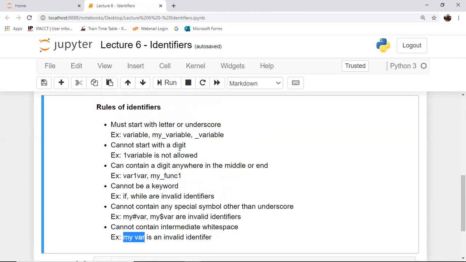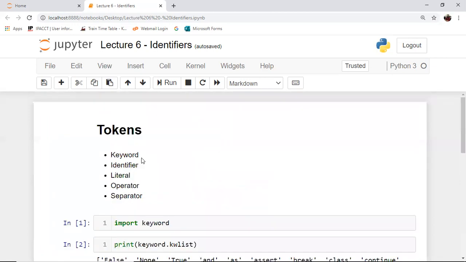So these are the rules that we need to keep in mind if we have to work properly with identifiers. And remember, the identifier is probably the most used token out of the entire list that we had seen earlier, right? These are the tokens. So identifier will be used a lot while writing programs. So please keep these rules in mind.